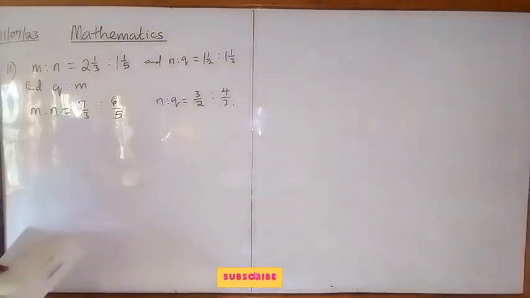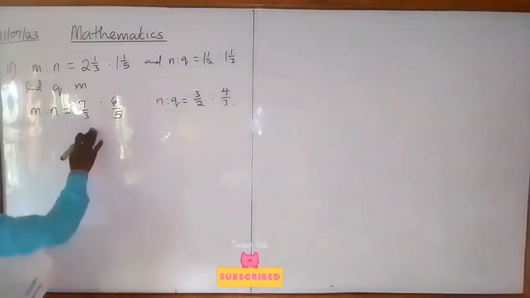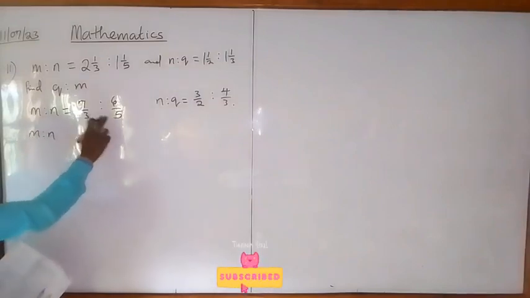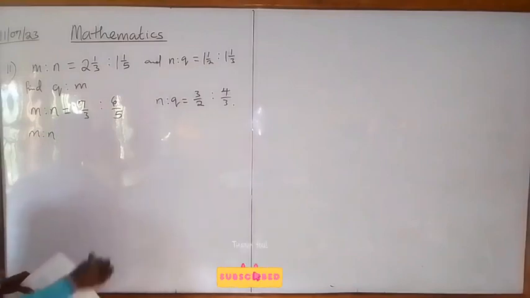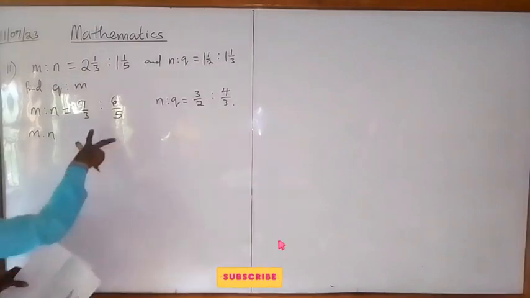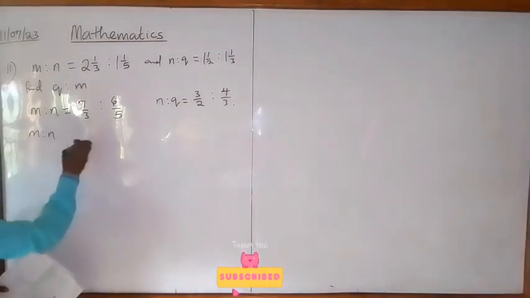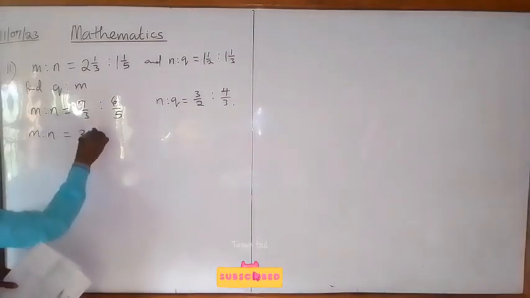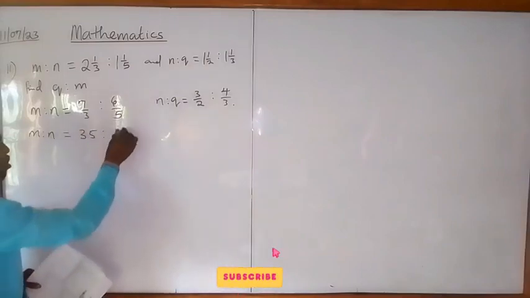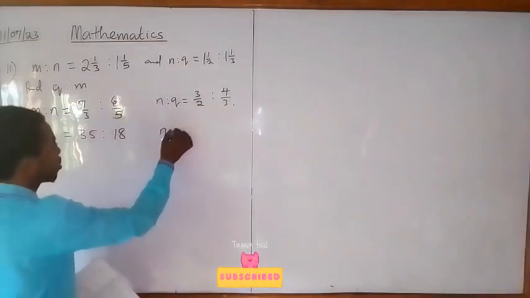Now when we look at the options given, there is nothing like a fraction here, so we need to clear these fractions. For m ratio n, the LCM of 3 and 5 is 15. We multiply each of these by the LCM. Multiply 7 over 3 by 15: 3 will go into 15, that's 5, and 5 times 7 gives us 35. Ratio 5 will go into 15, that's 3, and 3 times 6 is 18. So we have 35 ratio 18.